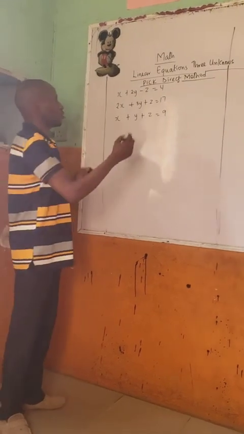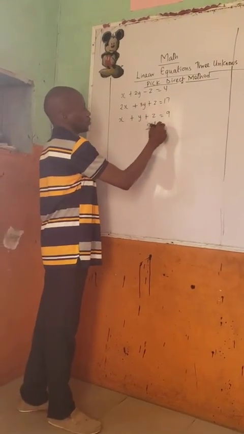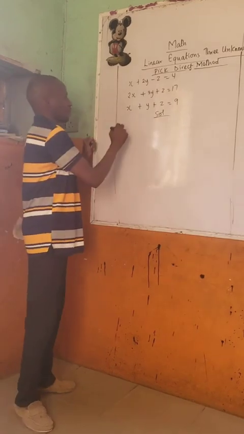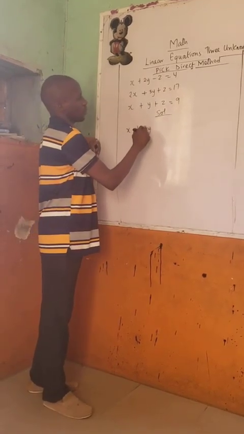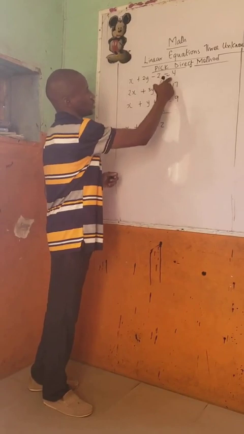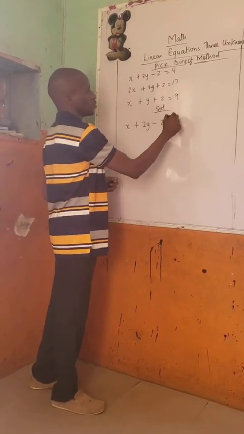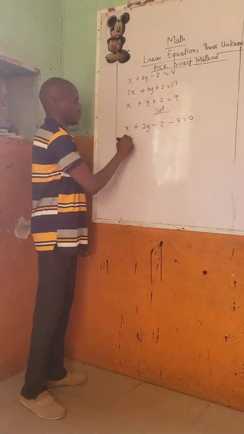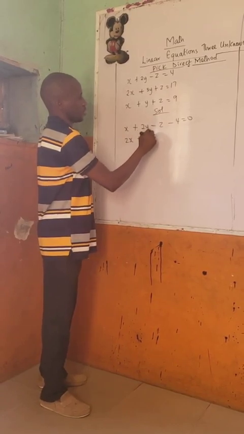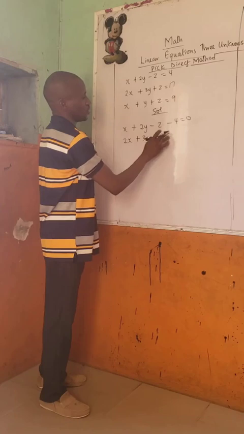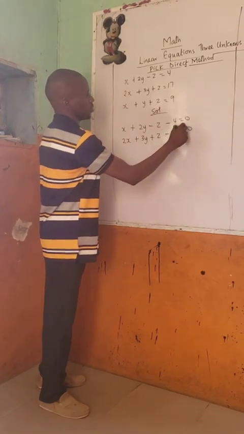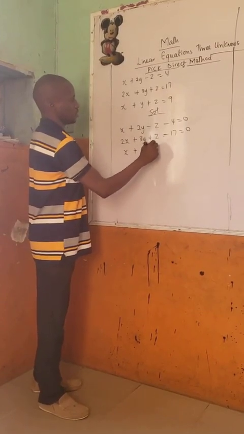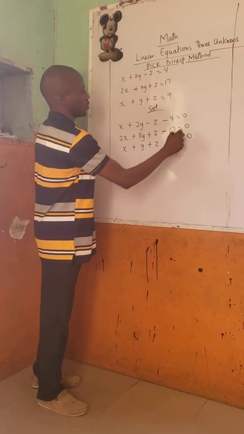Now the first thing we are going to do to solve this system of equations, let's make sure everything equals 0. So we have x plus 2y minus z plus 4. If we take it after the equals sign, it's going to change to minus 4 equals 0. Now we have 2x plus 3y plus z minus 17 equals 0. We have x plus y plus z minus 9 equals 0.